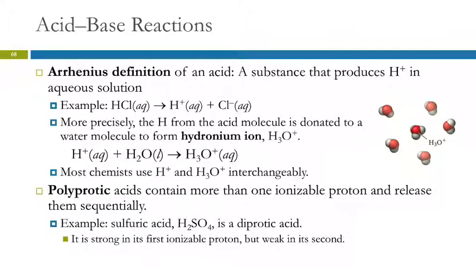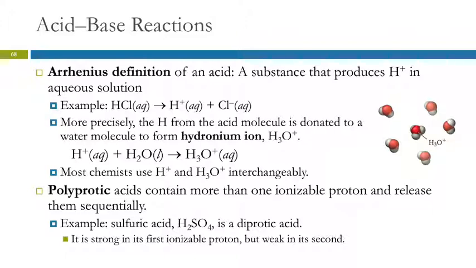Because a hydrogen ion really is just a proton, we use the prefix protic for acids. So polyprotic means many protons. A polyprotic acid can release more than one hydrogen ion. Sulfuric acid is a diprotic acid, meaning it can release two hydrogen ions.